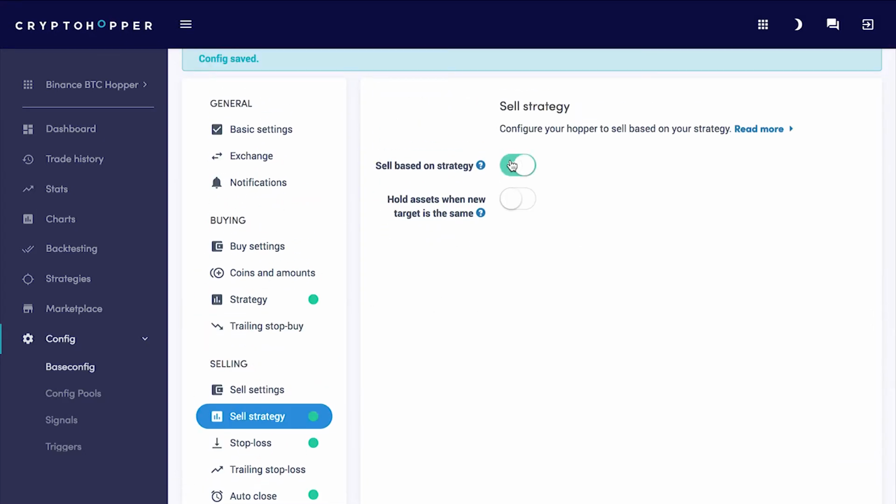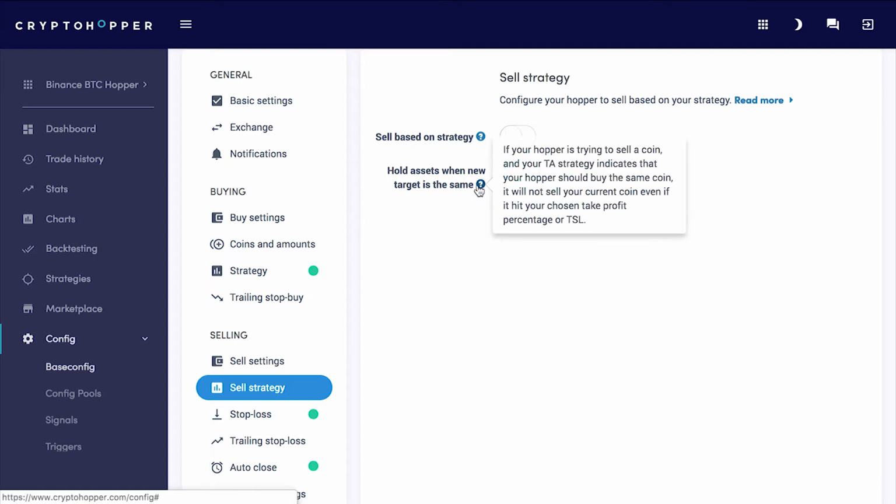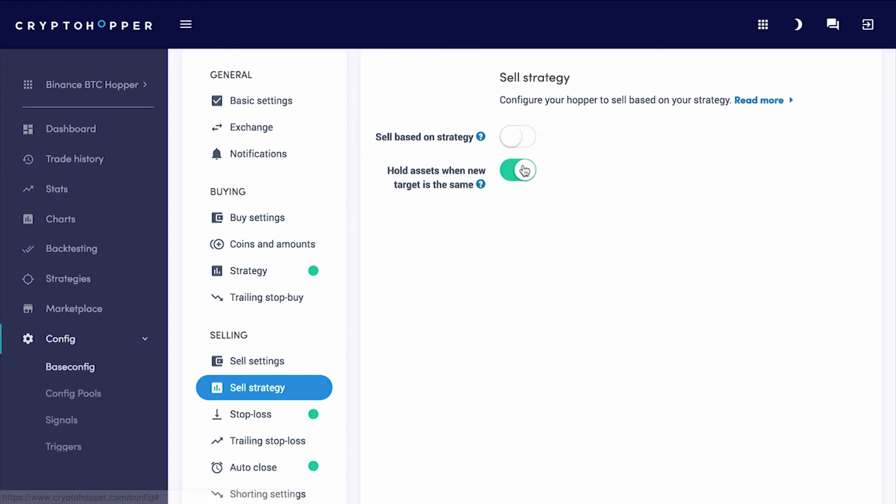Moving on to sell strategy, sell based on strategy allows you to disregard your target profit, but rather sell based on your technical analysis. You can of course use the same analysis that you're using to buy assets to sell them. Next, hold assets when new target is the same stops your hopper from selling an asset that it believes it must also buy. This means your technical analysis is signaling that the coin might actually be rising more in the future, signifying that now is not the best time to sell for maximum profit.